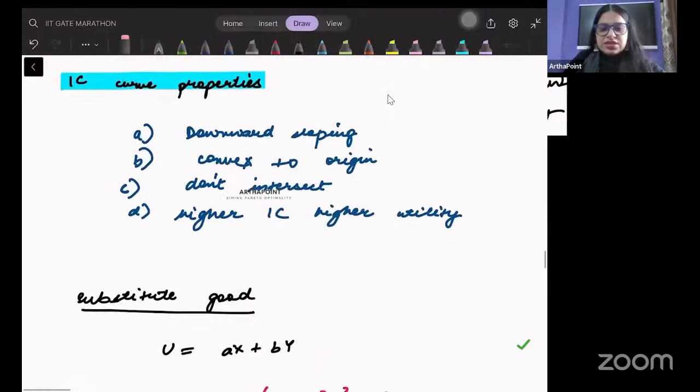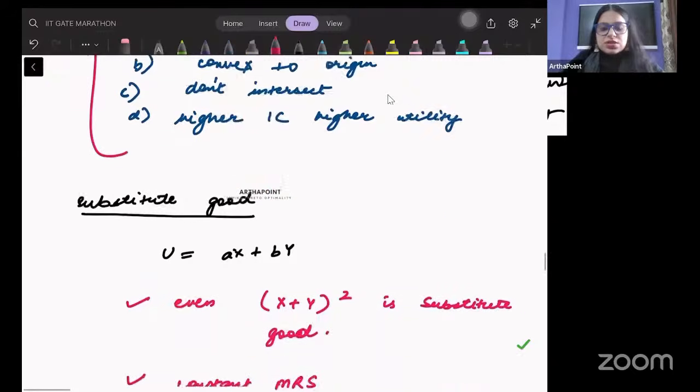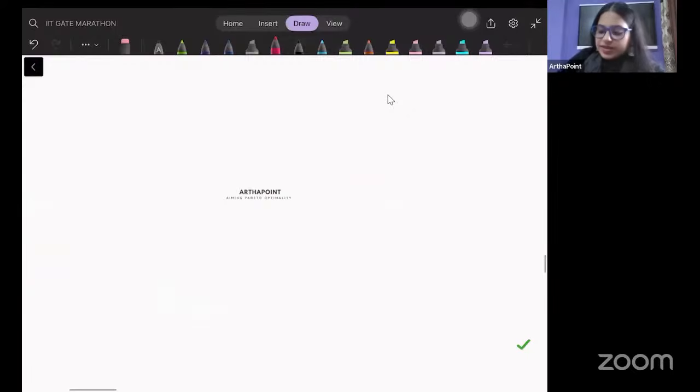So then this is done. Just read out these properties once. Substitute goods, I have told you. Just remember the condition that if MRS is less than PX by PY, you will consume all of good Y. How to remember this? Look at this also, beta.